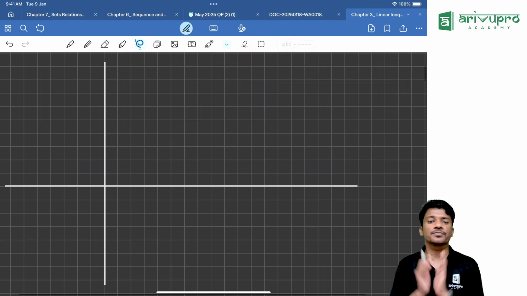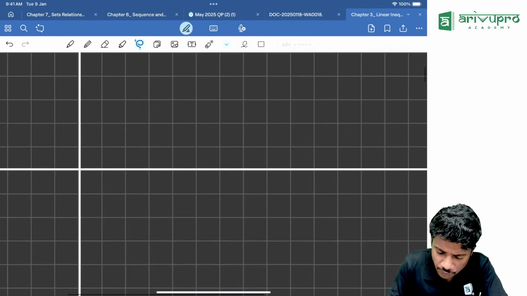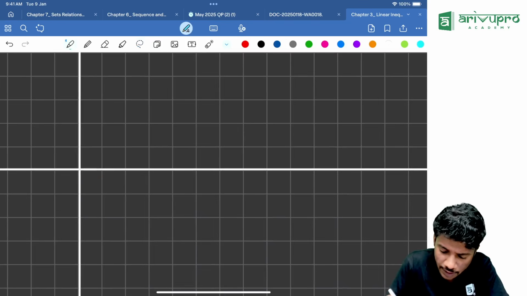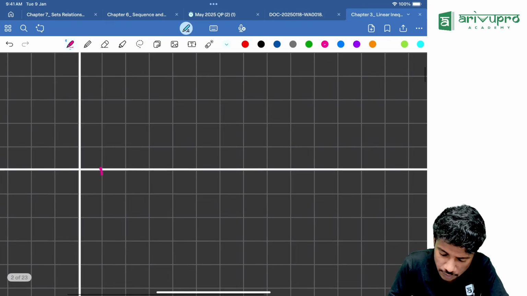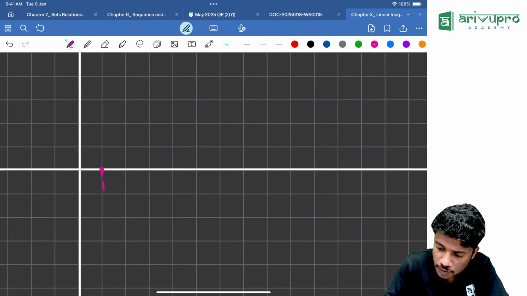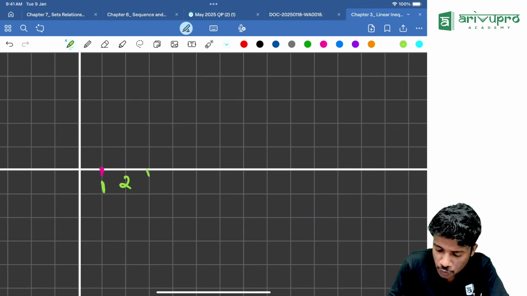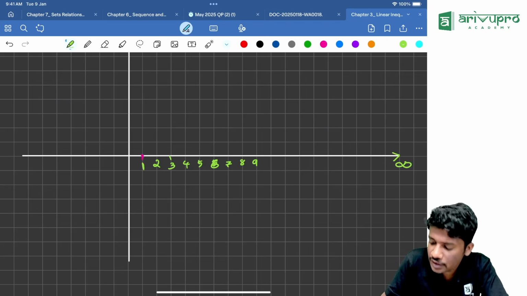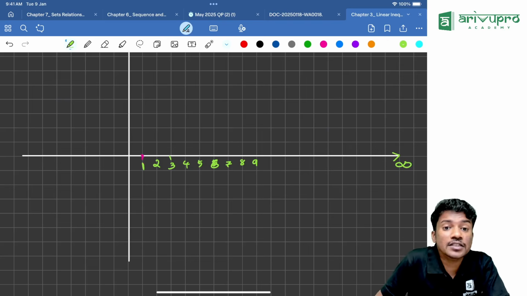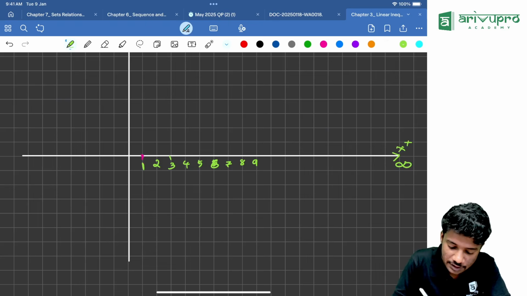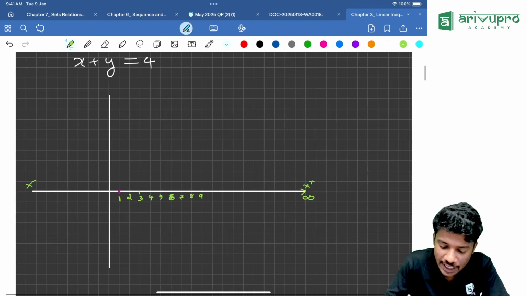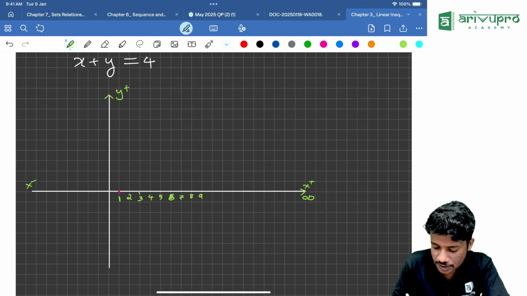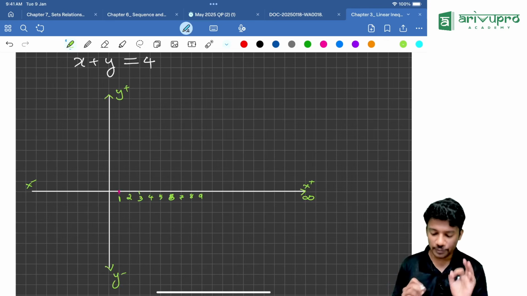Yes. Now, this is what I will mention. This is 1. This is 2. This is 3. This is 4, 5, 6, 7, 8, 9, etc. up to infinity. Correct? Then what is happening here? This is the x-axis. Positive x. This is negative x. Which is the y-axis? This is positive y. This is negative y. So this is something we learned long back.